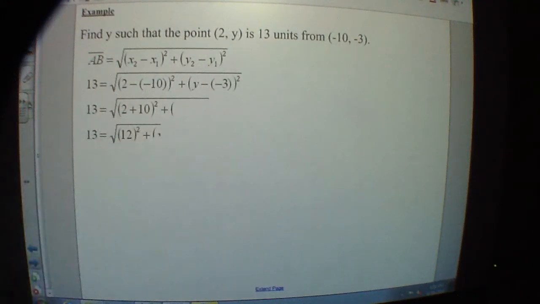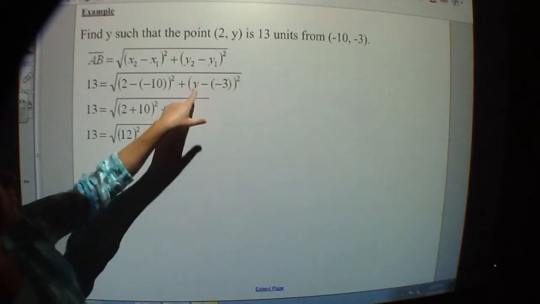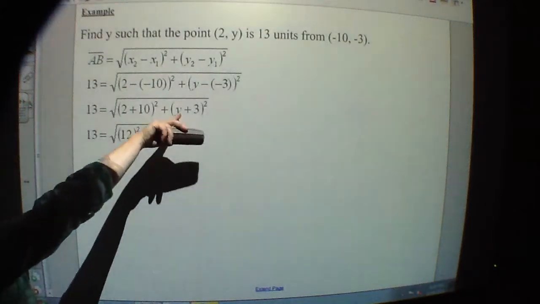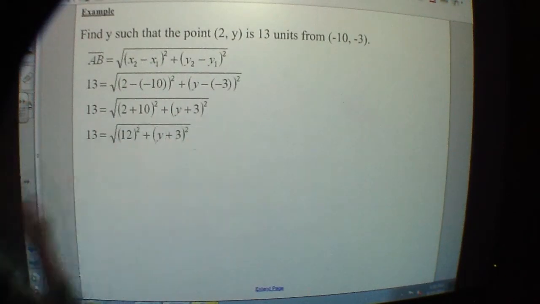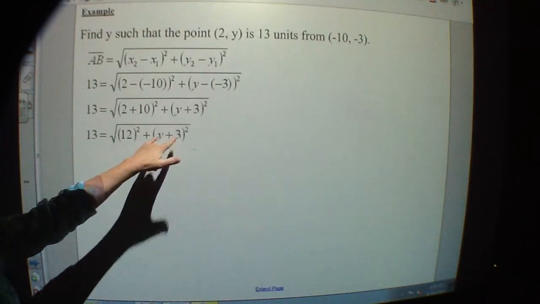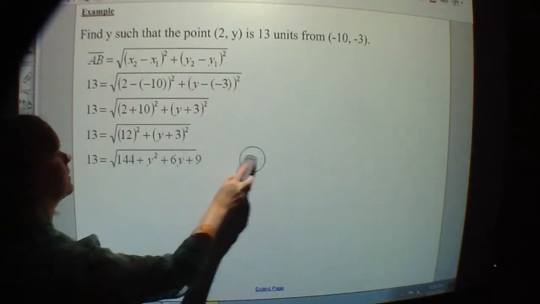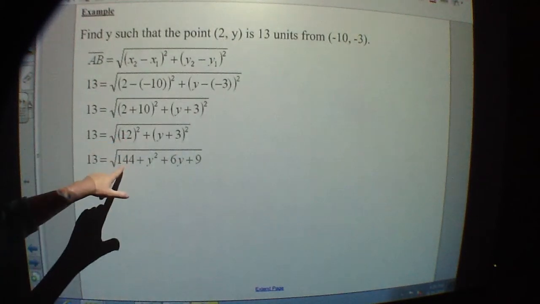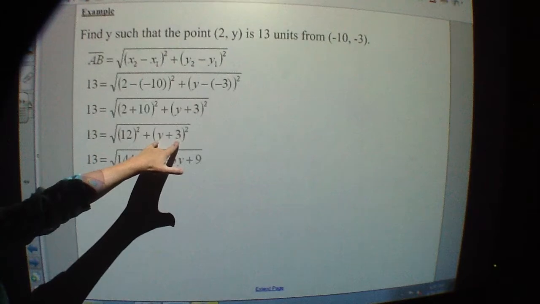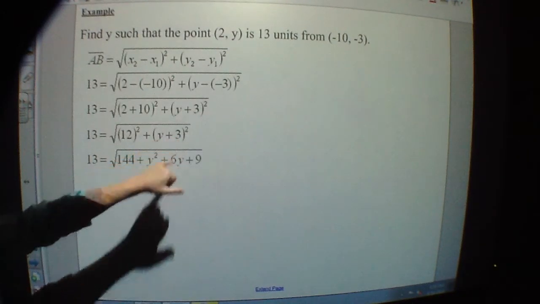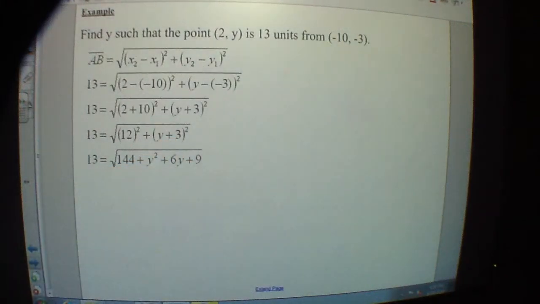That's what I have right there. Y minus a -3 is y plus 3, quantity squared. And so let's square that y plus 3. We will FOIL it and get y squared plus 6y plus 9. So 12 squared is 144. When you FOIL this, you'll get y squared plus 6y plus 9. So y plus 3 times y plus 3.